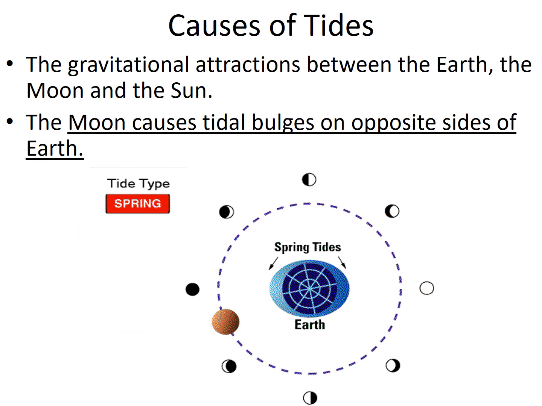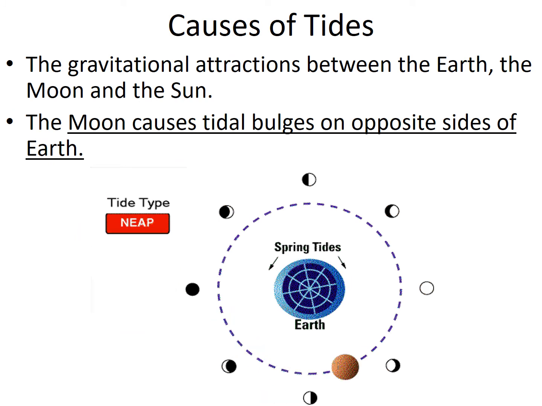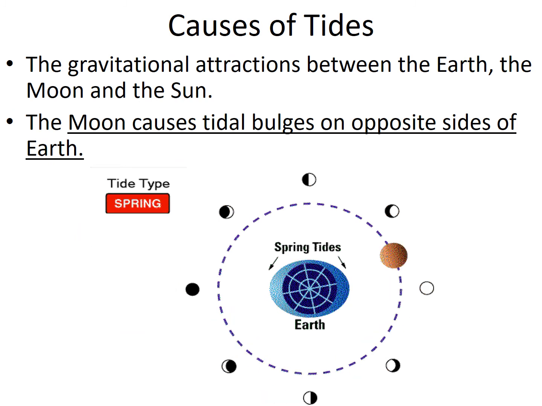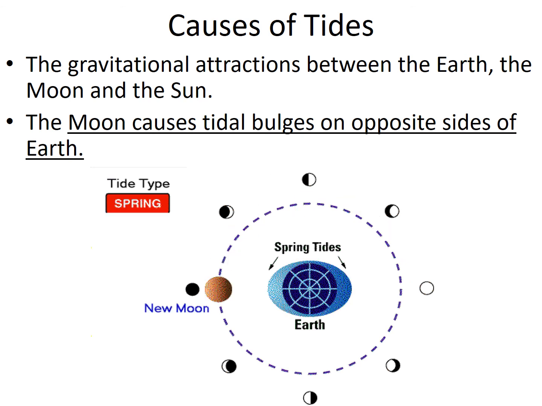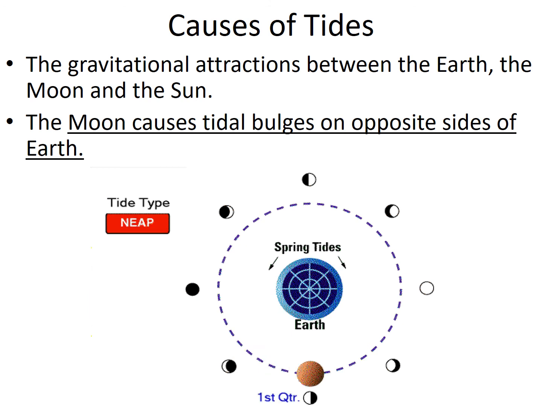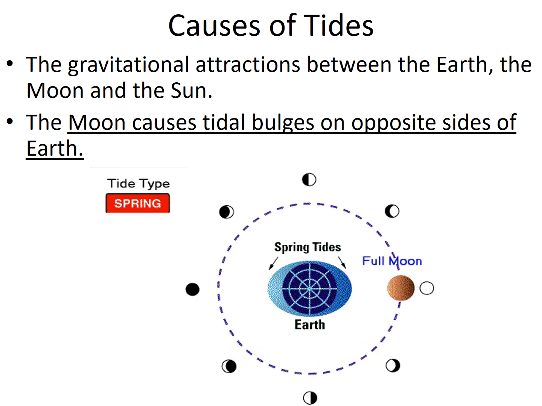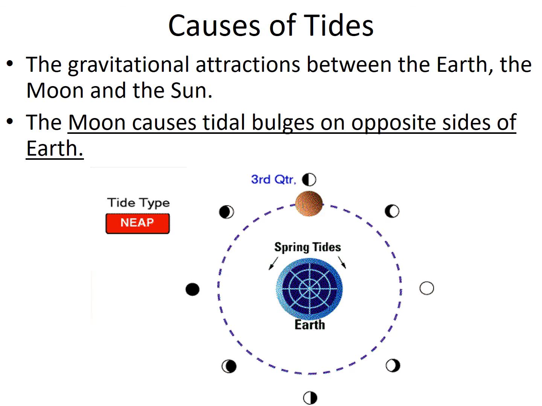So what causes the tide? It is the gravitational attraction between the Earth, the Moon, and the Sun. The Moon causes tidal bulges on opposite sides of the Earth, as you can see in this little diagram here. And we'll be looking at that some more with a lab.